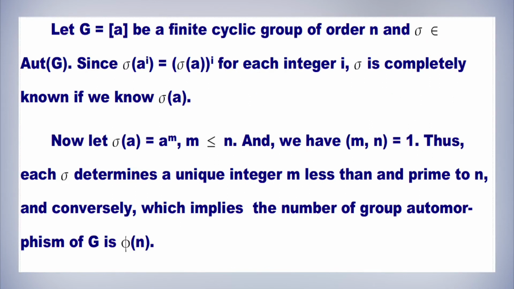Let G = <a>, the set generated by a, be a finite cyclic group of order n, and sigma belongs to the automorphism group of G. Since sigma of a^i is equal to (sigma of a)^i for each integer i, sigma is completely known if we know sigma of a. Now, let sigma of a = a^m, where m is less than or equal to n, and we have (m, n) = 1. Thus, each sigma determines a unique integer m less than and prime to n, and conversely, which implies the number of group automorphisms of G is phi of n.